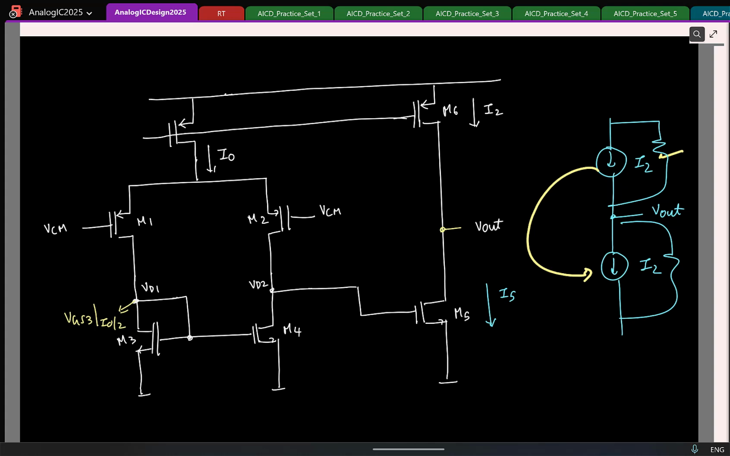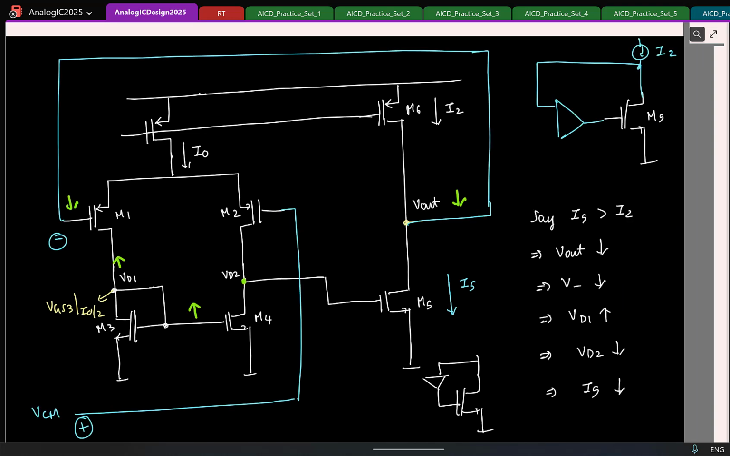You should have some kind of negative feedback around the op amp, and this is what we do. If I do this, I still have two current sources, but are the two current sources biased independently? Which of the current sources are independently biased? M6 and M5. You see, the gate voltage is not independently available to you. It is basically set by the negative feedback system. So this way we avoid it.